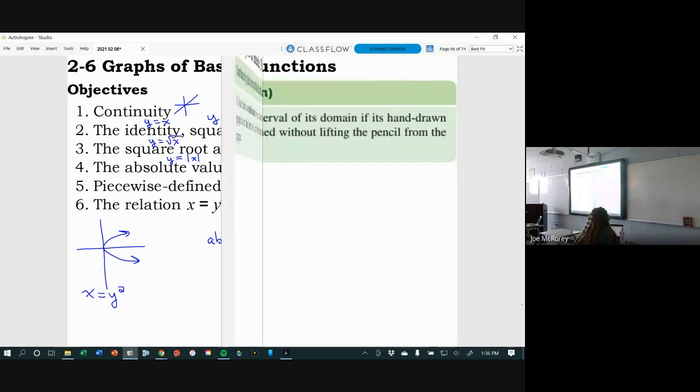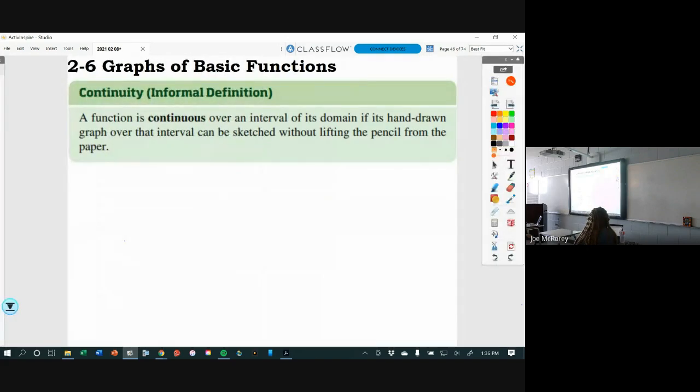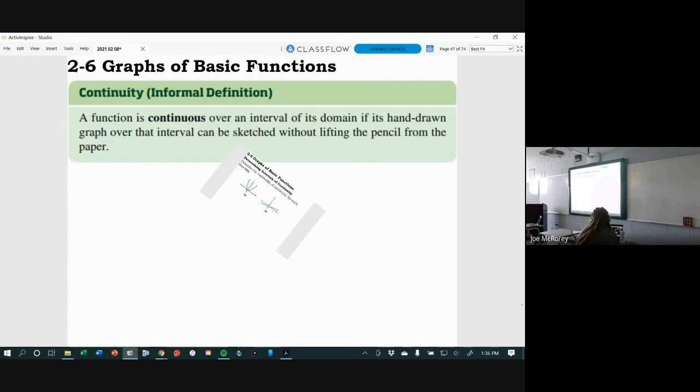First off, we have the definition of continuity. This is not the mathematical definition. This is a generic one. A function is continuous if you can draw it without picking up your pencil. If you have to pick up your pencil, it's discontinuous. A function can be continuous in a set domain, then discontinuous, and then continuous again. Let's talk about that one first.